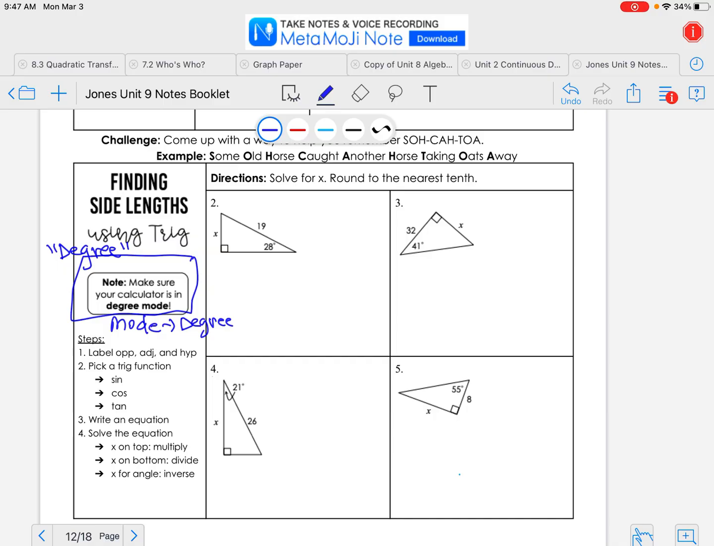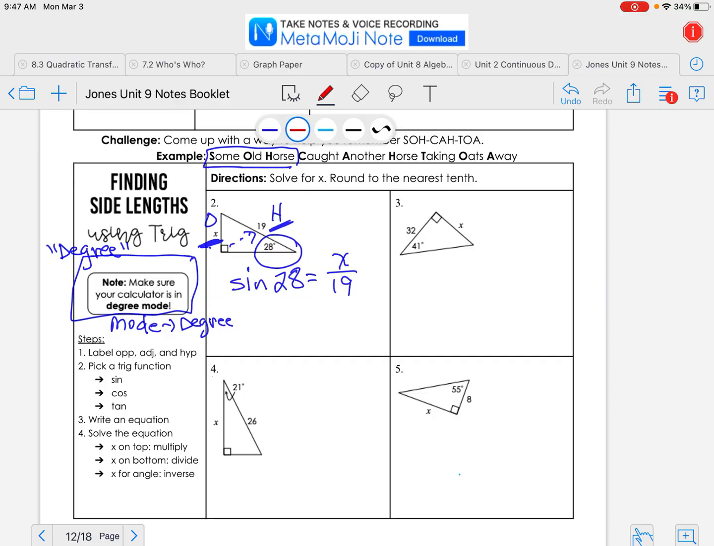The first thing I want to do is circle the angle that I know and then label. I can always label the hypotenuse, but for this x, I need to know if that's opposite or adjacent. Circling my angle, I know right over here is opposite. I want the opposite and I know the hypotenuse. Which trig function do I use? Sine. So I know that the sine of 28 is opposite over hypotenuse.